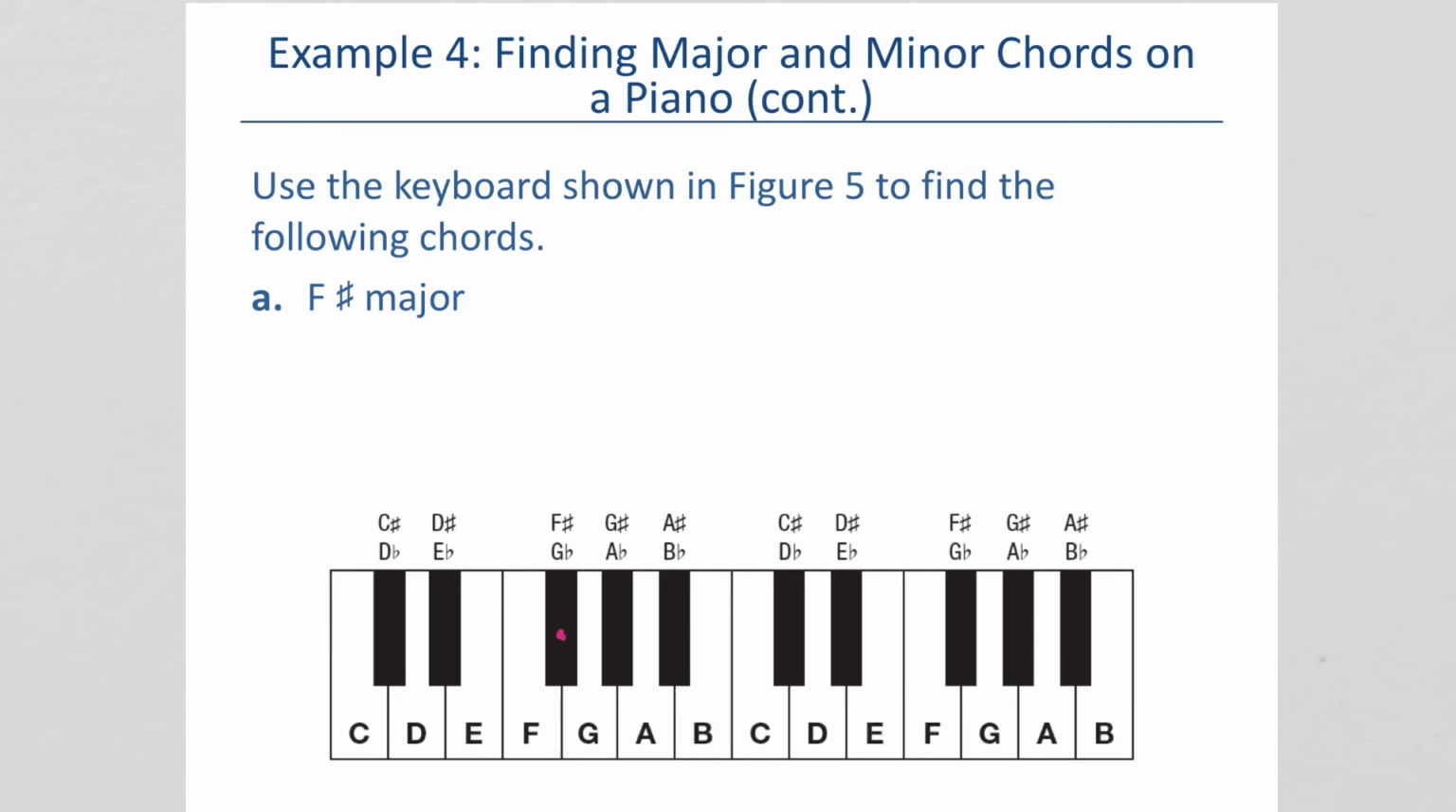And we need to go 4 half steps. So 1, 2, 3, 4. That lands us on A sharp. And then 3 half steps. 1, 2, 3. Lands us on C sharp. So the F sharp major would be F sharp, A sharp, and C sharp.